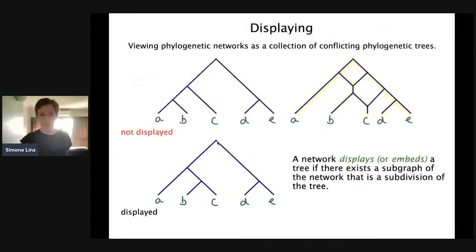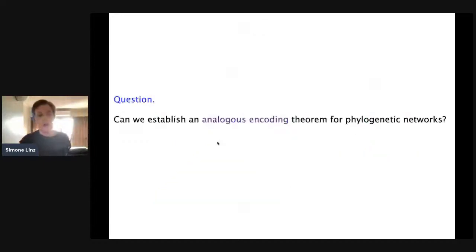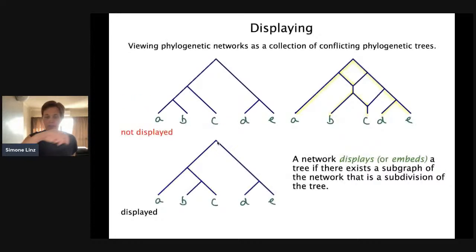So let me move on to networks. And what we actually want to do is establish an analogous encoding theorem for phylogenetic networks. So we know for phylogenetic trees, we can just take the rooted triplets. And a few years ago, we were wondering, can we establish something analogous for phylogenetic networks? And phylogenetic networks are often viewed as a collection of conflicting phylogenetic trees.